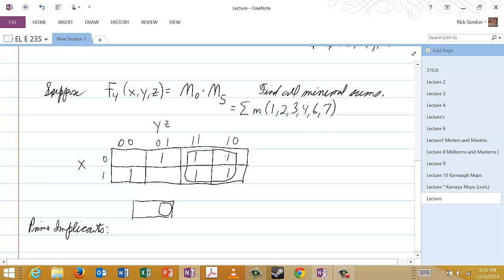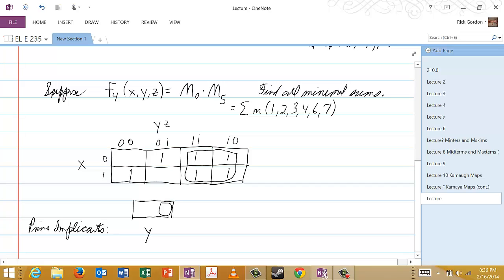And along the top row of this prime implicant, X is equal to 0. Along the bottom row, X is equal to 1. So X does not appear in this prime implicant's name because it's changing within the prime implicant. What about Y? Well, Y is equal to 1 along the left column, and Y is equal to 1 along the right column. So Y is constant and equal to 1, and therefore the variable Y will appear in the name, and we'll put a Y there.